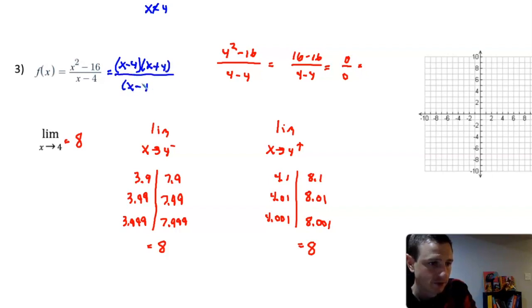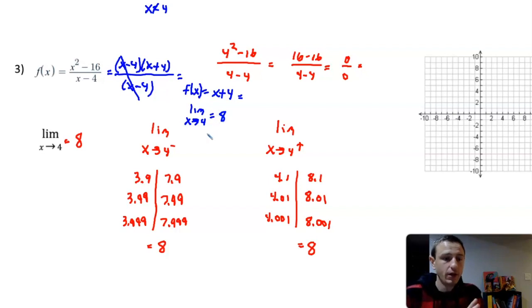So this is x minus 4 times x plus 4, over x minus 4. As you'll notice, I have a factor of x minus 4 on top and a factor of x minus 4 on bottom. Those are going to cancel out. So all I'm left with is f of x equals x plus 4. You can do the same thing from the left and from the right, and you're going to get the same exact answer. As the limit as x approaches 4, you get 8.